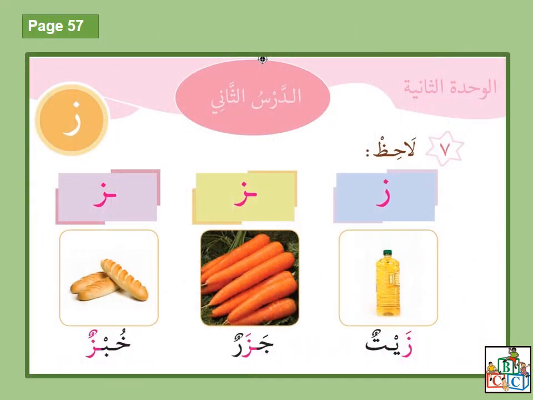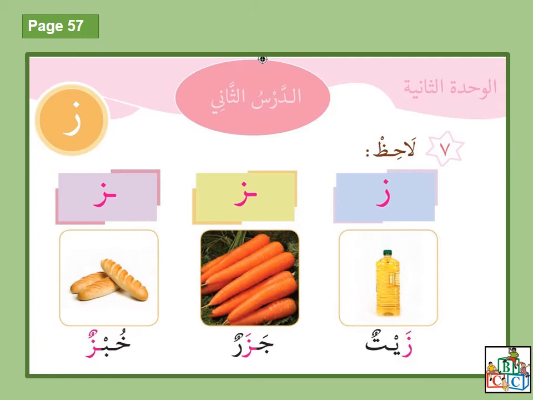Now follow page 57 in your book. الوحدة الثانية. الدرس الثاني, the second lesson. Again, we have the letter Z in the circle up. So let's see how to write the letter Z in the beginning, in the middle, and at the end of a word. The first one, you have زيتون. We learn زيتون, oil. So, where is the Z? In the beginning, and it is separate, alone.